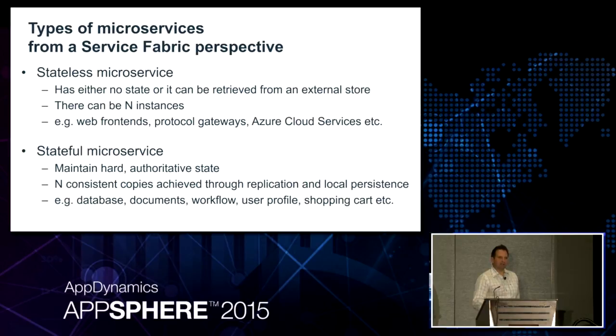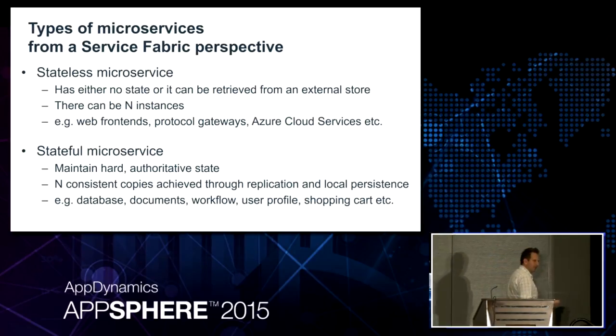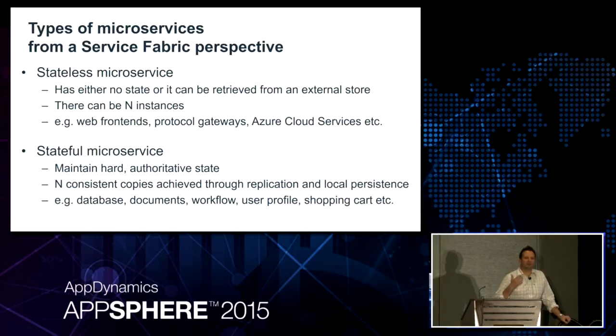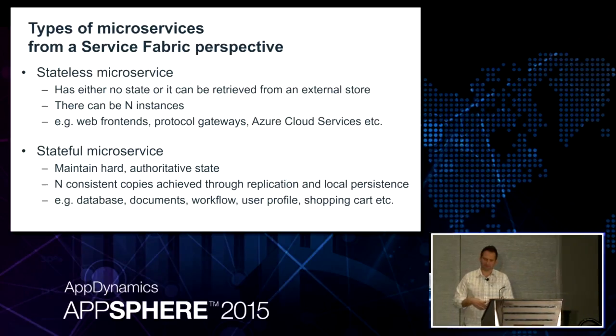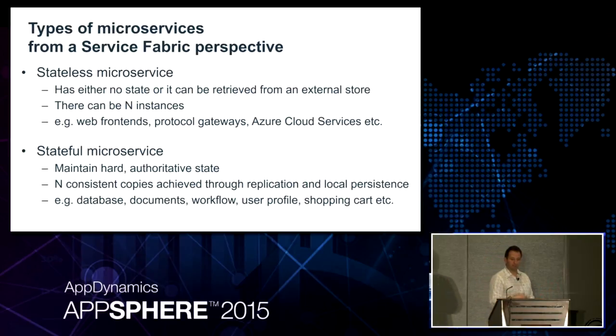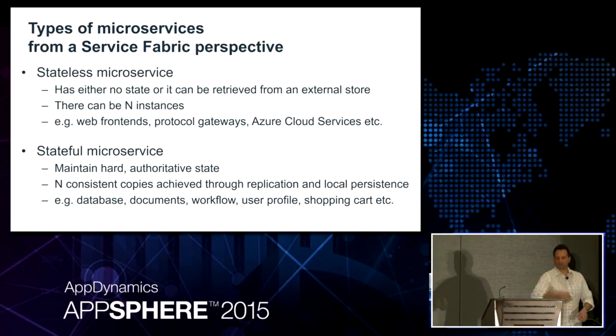So Service Fabric has two types of microservices. The first one is a stateless microservice. If you think about a compute or a calculator, that's a truly stateless app. But in general, when we talk about stateless services, it means you have your state stored somewhere in a database backend, or in a cache or anything like that. Your service itself is stateless, so it can scale out and in. It can have multiple instances. What you can build with those stateless services are web front ends, which is not different than today, protocol gateways, or cloud services.